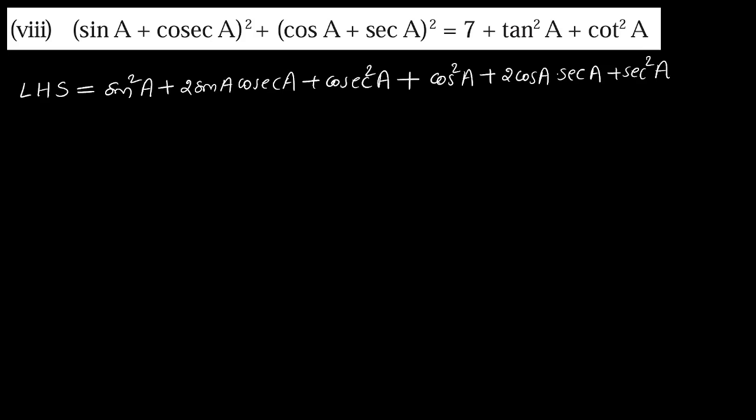Sir, sin square a plus cosec square a equal to 1. No, sin square a plus cosec square a is not 1. Sin square a plus cos square a is actually 1. Understood? Till this step, okay.